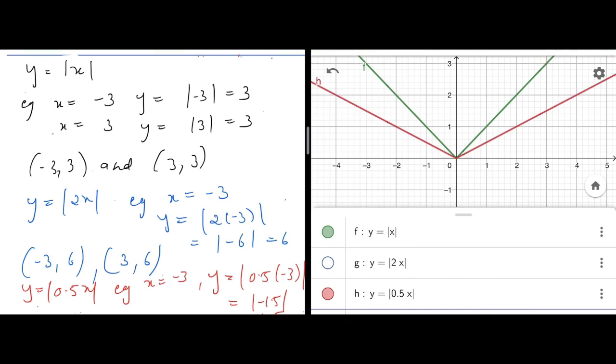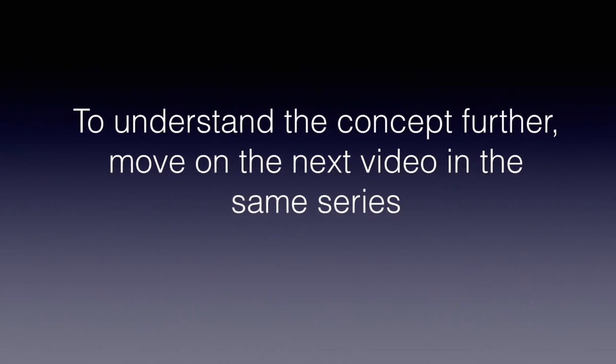And if we try to compare all the three graphs, it will be something like this. You can see that the green graph y is equal to mod of x is the original graph. Blue graph is y is equal to mod of 2x, and red graph is y is equal to mod of 0.5 times x. I hope you understood this. To understand the concepts further, move on to the next video in the same series.